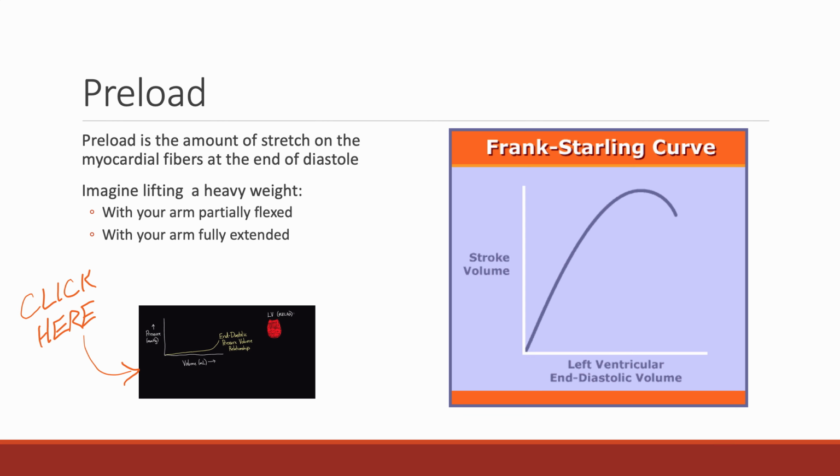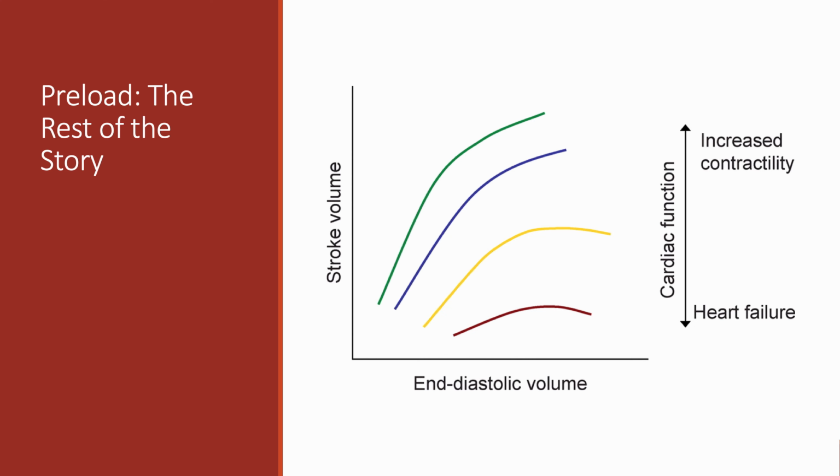But if you bend your elbow even just a little, then you can lift a much greater weight. And that's because of this same kind of relationship. Now, it's not stroke volume and end diastolic volume, obviously, but if your muscle's fully stretched out, it's not going to work as well as if it's a little bit shortened, as it would be back here on the curve. Does that make sense? All right. So let's move on then.